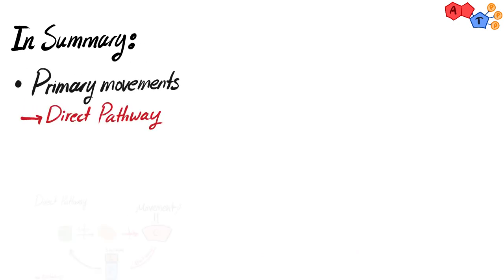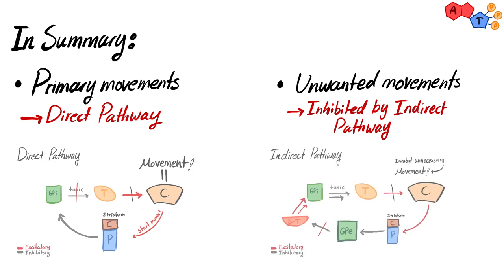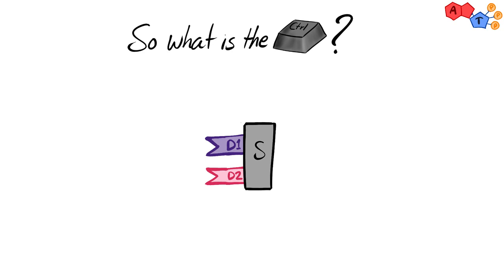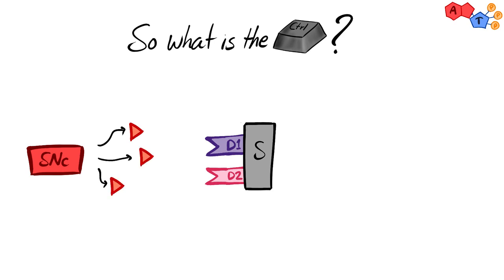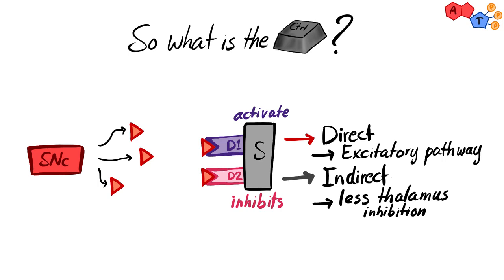So in summary, the direct pathway is for our primary movements, while all the other unwanted movements are usually inhibited by the indirect pathway. So, how are the direct and indirect pathways regulated? In the striatum, we have both dopamine 1 and dopamine 2 receptors. From substantia nigra pars compacta, dopaminergic neurons can activate or inhibit the striatum, regulating direct and indirect pathways respectively. So if the substantia nigra pars compacta dopamine activates D1 receptor, this will activate the striatum, leading to the direct pathway. On the other hand, if the substantia nigra pars compacta dopamine activates D2 receptors, this will inhibit striatum, inactivating the indirect pathway, so less inhibition on the thalamus, leading to more movement.